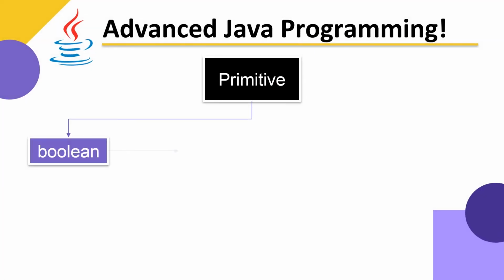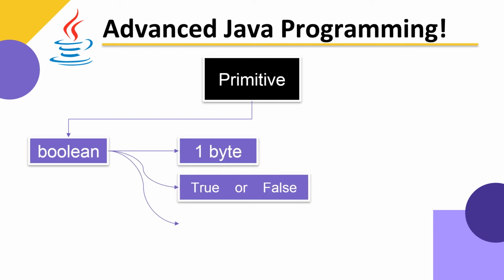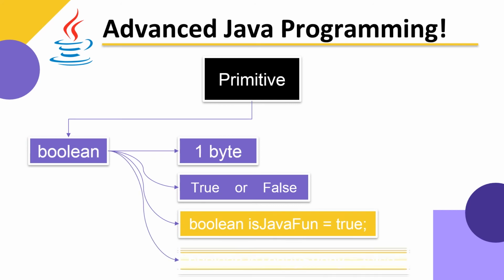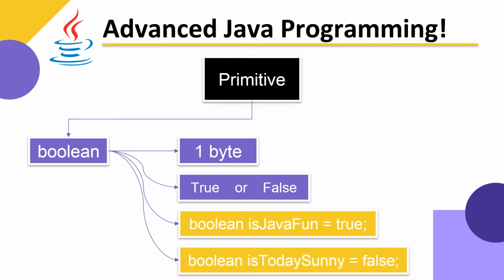A Boolean data type is declared with the Boolean keyword and can only take the values true or false. For example, Boolean is Java fun equals true. Boolean is today sunny equals false.